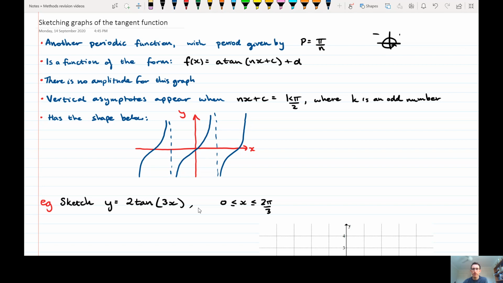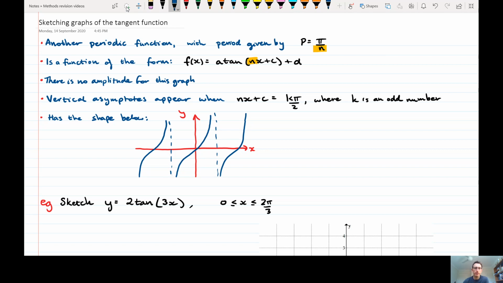But with tangent, it's positive, negative, positive, negative. So it repeats itself in only half a circle. So you've got positive and negative, and then positive and negative again. So the cycle is repeating in half the time. Hence it's pi over n. Once again, that n value is the dilation factor from the y-axis.